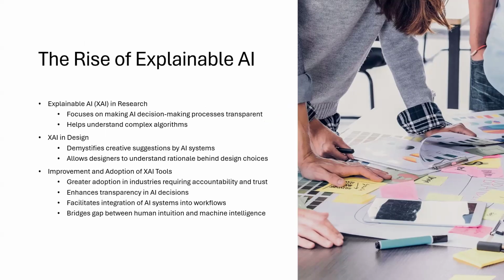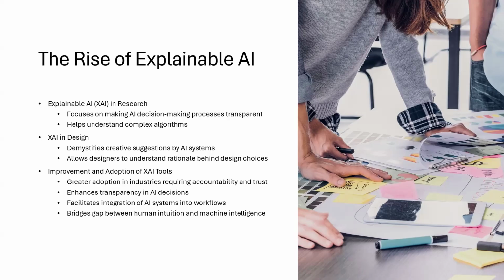Okay, yeah. So where is the research in this explainable AI, right? We call it XAI in research. Yeah, you can do research on that. Many universities are doing this. A lot of AI developers are doing this. So it focuses on making the AI process transparent. It will help us to understand complex algorithms. So this XAI in design, right? It will be able to give you creative suggestions and allow designers to understand the rationale behind the design process.